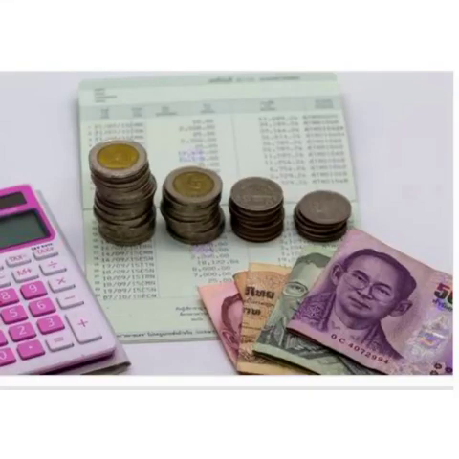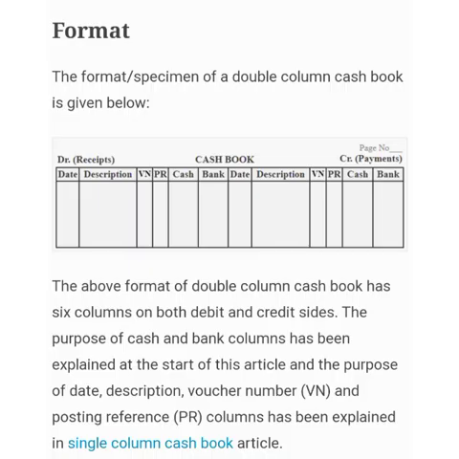Today in this third module, we are going to learn how to prepare a double column cash book. A double column cash book has two columns of amounts, cash and bank. The cash book is prepared in the same way as the simple and single column cash book is prepared. Now we are going to study the format of the double column cash book.